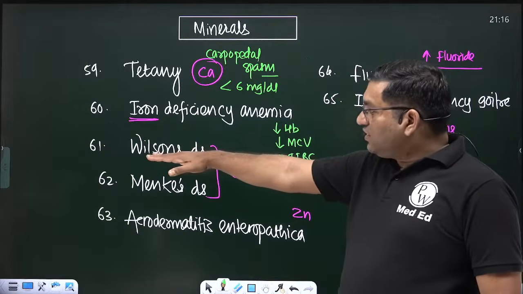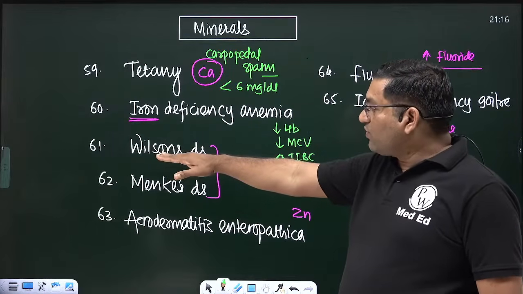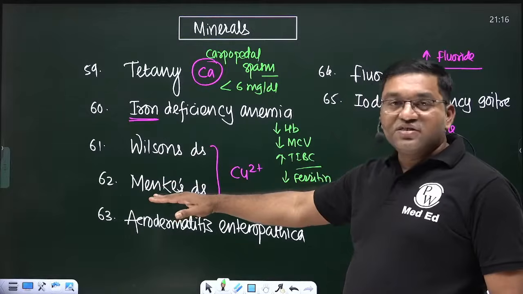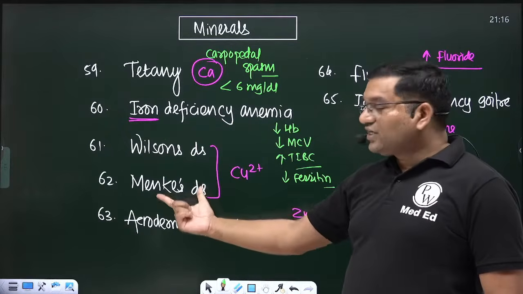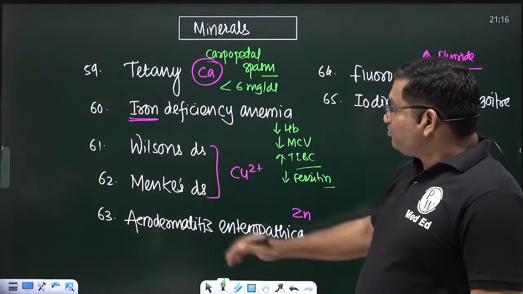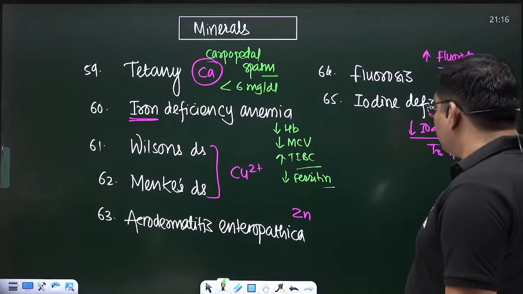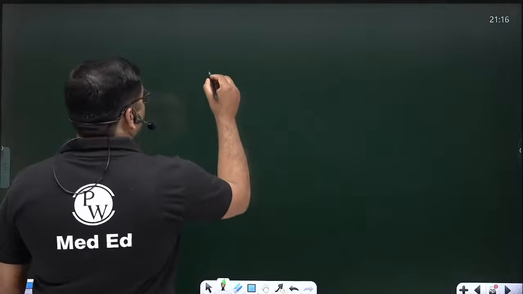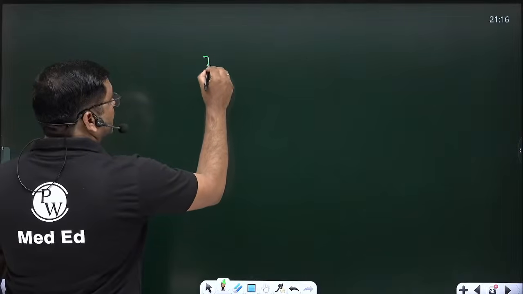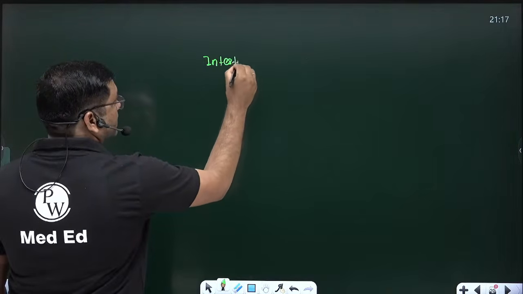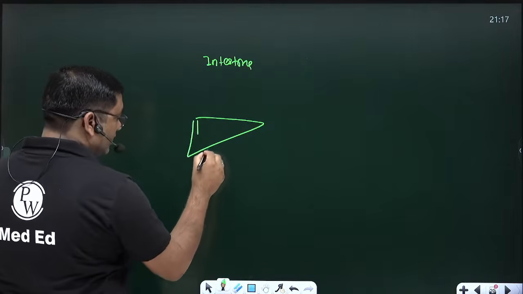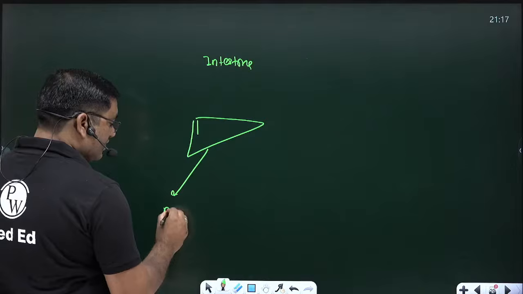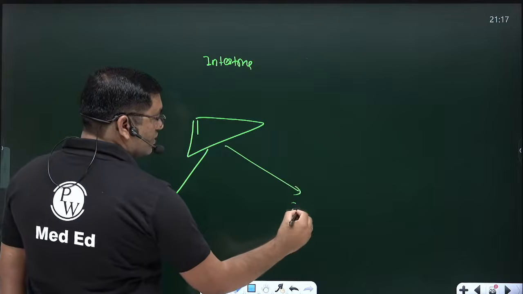In Wilson's disease, there is excess of copper, and in Menkes disease there is decreased level of copper, so that causes Menkes disease. Wilson's disease and Menkes disease we will discuss. See, intestine to liver, and liver to excretion in bile, and the incorporation into ceruloplasmin.